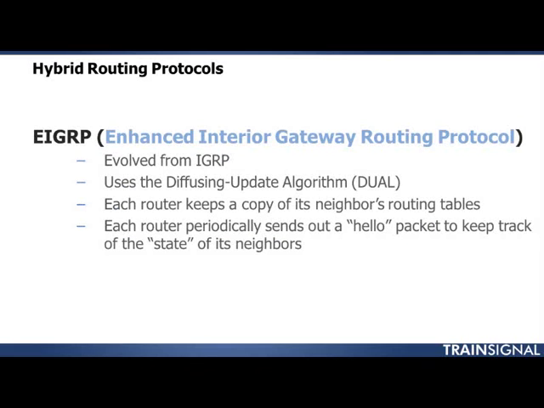Now, I mentioned that there are just the two types of protocols, right? There's the distance vector and there's the link state. But the reality is that there's also a hybrid version of those two types of protocols. And there's really only one main type of hybrid protocol that I want to talk about, and that's EIGRP, which stands for the Enhanced Interior Gateway Routing Protocol. I don't want you to get hung up on this.